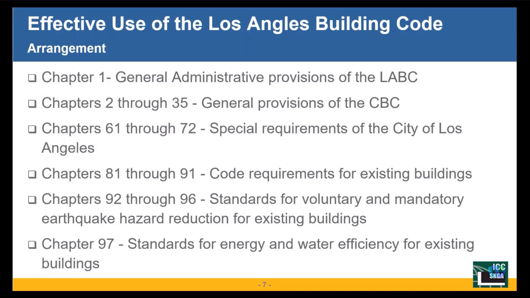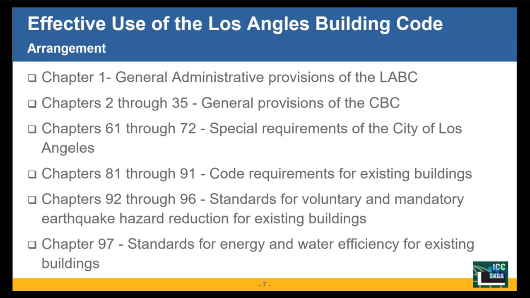So, effective use of the LA Building Code: your building code has different requirements than other cities and the state building code. The state building code, of course, is the CBC, and it's mandated, and every jurisdiction has the right to make amendments. These amendments cannot be less restrictive. They have to be more restrictive, and they have to be justified based on topographical, geographical, climatic, and environmental conditions.